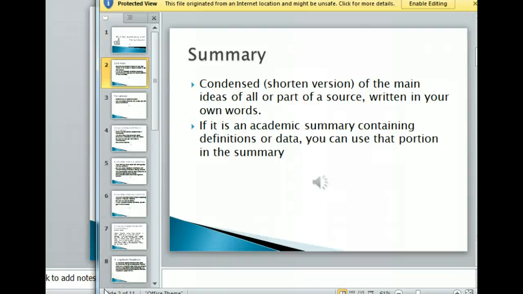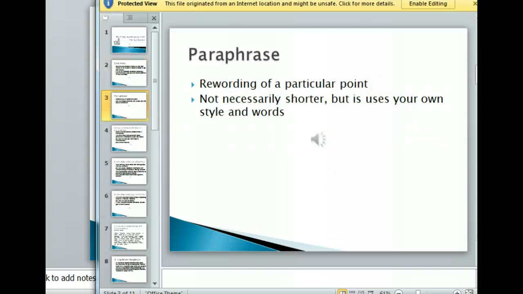Okay, so we have that a summary is a condensed or a short version of the main ideas of all or part of a source, and it's normally written in your own words. If it is an academic summary containing definitions or data, you can use that portion of the summary. So for example, if it has a definition, you can use the definition in your summary. Otherwise, you just can use your own words. When you paraphrase, however, you want to reword a particular point, not necessarily shorten it, but it uses your own style and your own words.